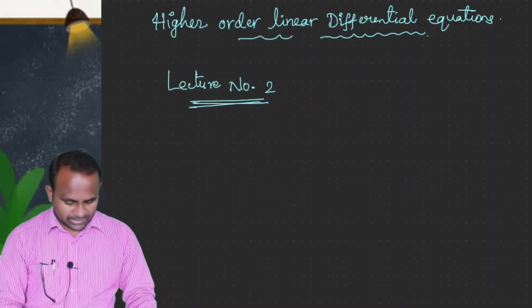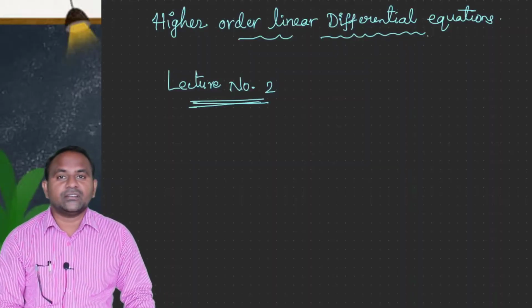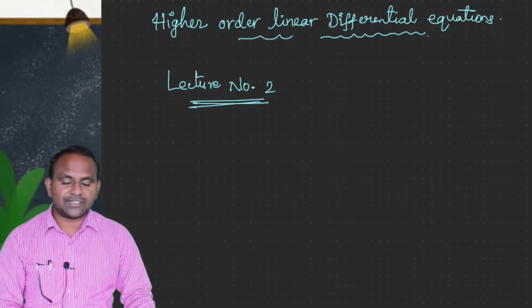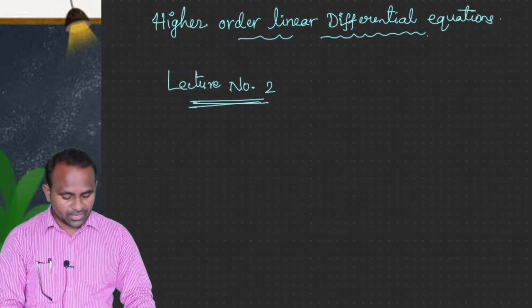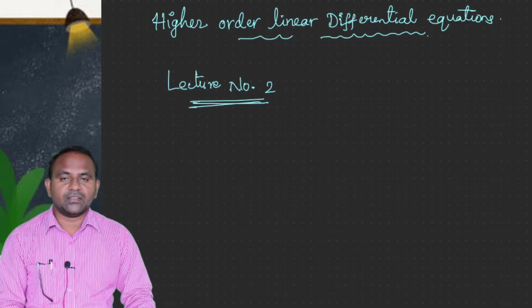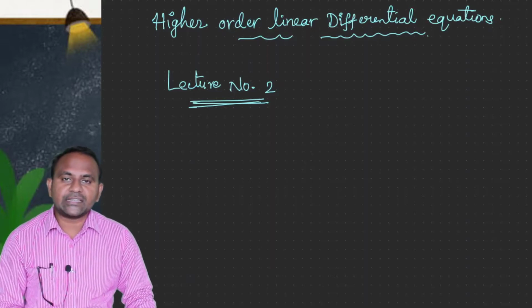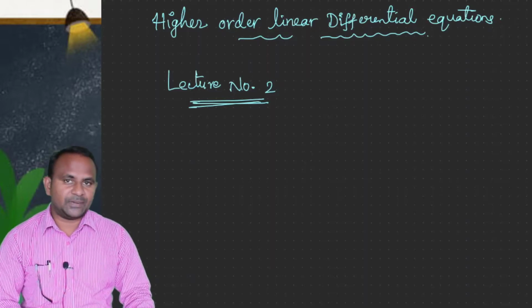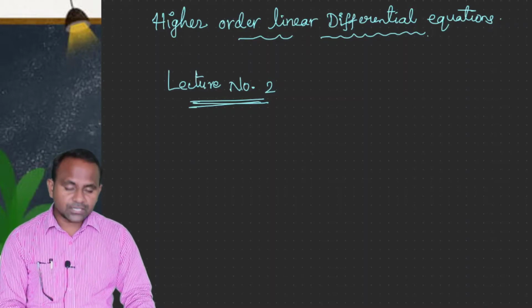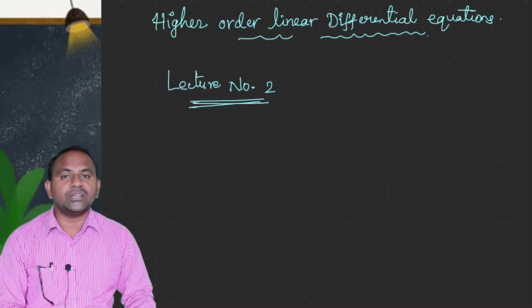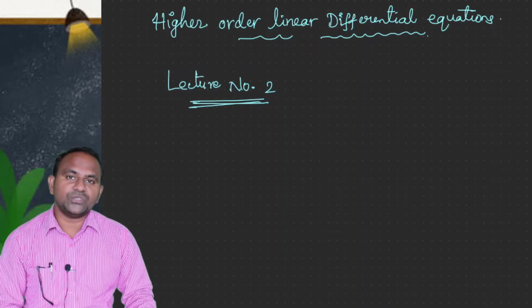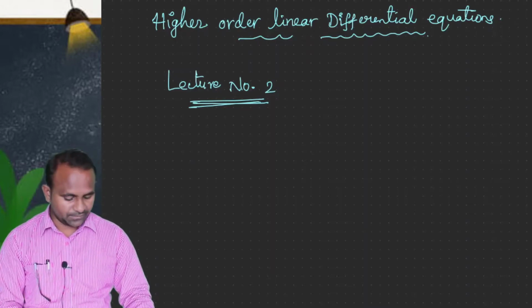Hi everyone, welcome to the second lecture on higher order linear differential equations with constant coefficients. In the first lecture we have seen how to solve a homogeneous linear differential equation. The complementary function has been discussed. In this lecture we'll see how to find a particular integral for this non-homogeneous type of higher order linear differential equations.